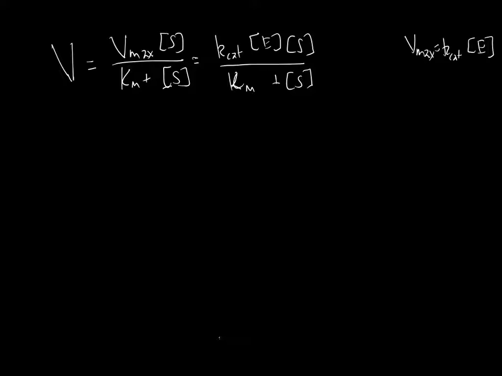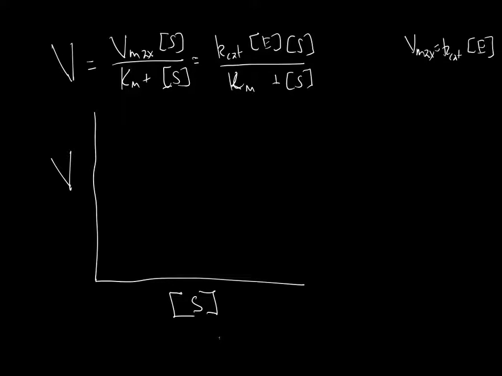And so if we plot this, this is what it's going to look like. The y-axis is v, the velocity. The x-axis is substrate. And what's really important to point out about this velocity is that it's the initial velocity. So, a little side point over here.